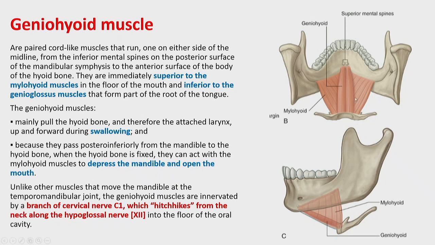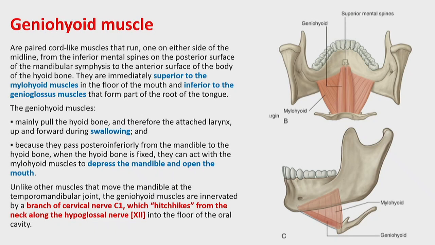Yes, so the function is the same. It depends on which bone is fixed. Usually, if the mandible is fixed, it is pulling the hyoid bone, which is attached to the larynx, forward during swallowing. The other way, if the hyoid bone is fixed, it is depressing the mandible and opening the mouth. This muscle has a very interesting innervation.